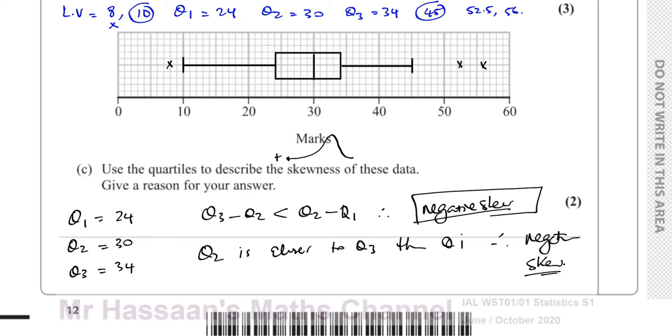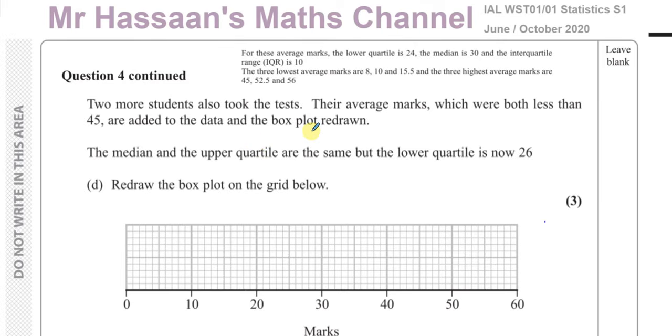Now we're going to go on to part D. Here it says 2 more students also took the tests.